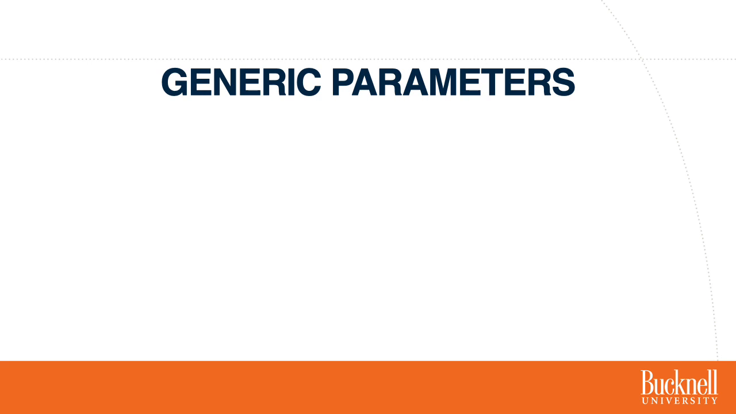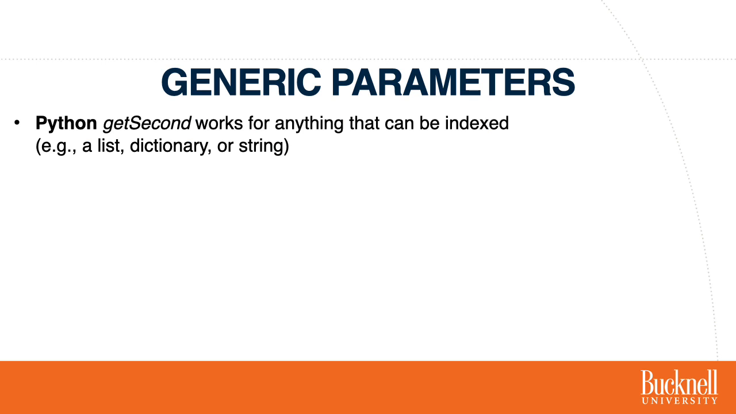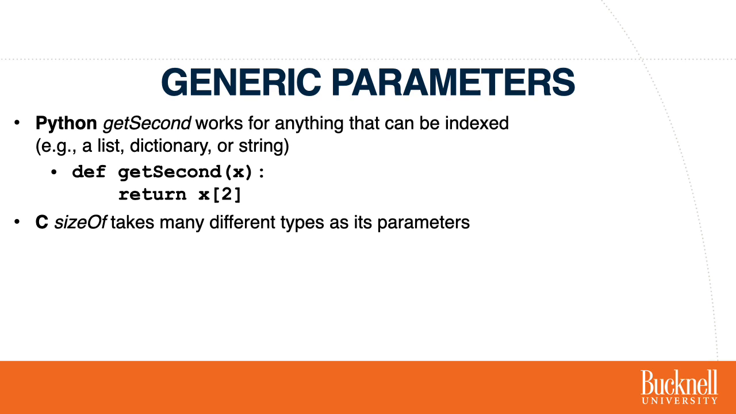Generic parameters are another way of implementing parametric polymorphism. A generic parameter is when a parameter is non-specific to a particular type. For example, we can create a function getSecond in Python that will work for anything that can be indexed, such as a list, dictionary, or string. C has the sizeof function, which can take many different types as its parameters.